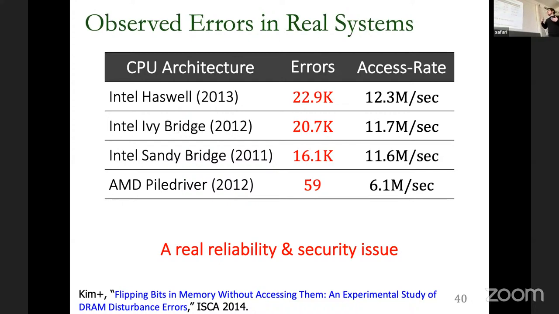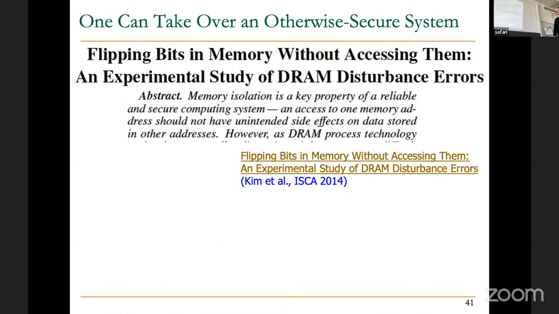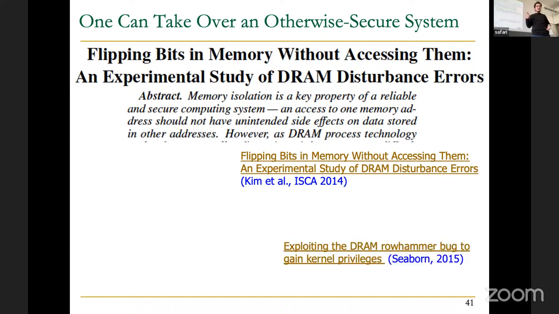And they ran this program in these CPU architectures that you see here and observed real RowHammer errors in real systems. Again, this demonstrated that RowHammer is a real reliability and security issue because you could induce bit flips by running a user level program in a real computing system. You can take over a secure system using these bit flips.